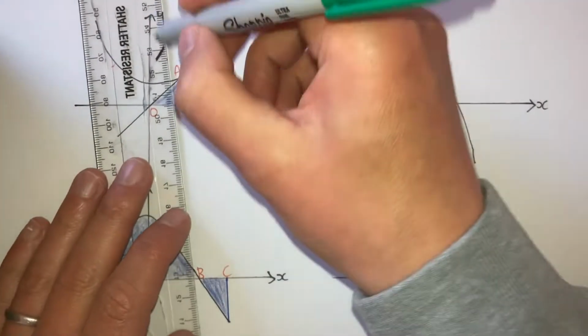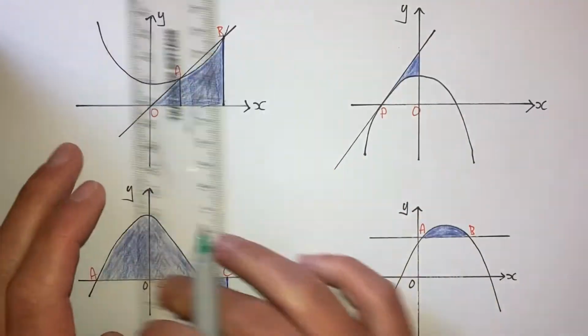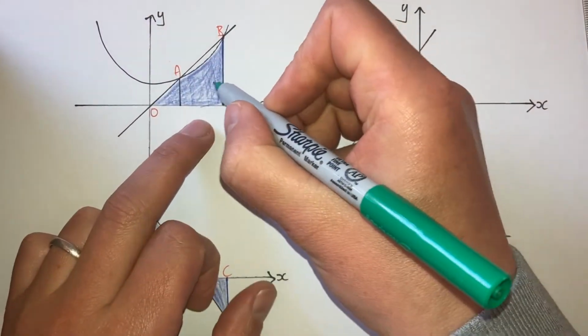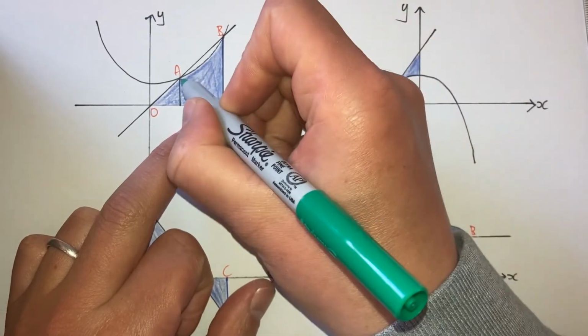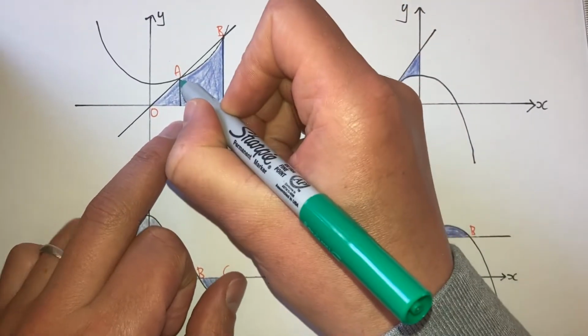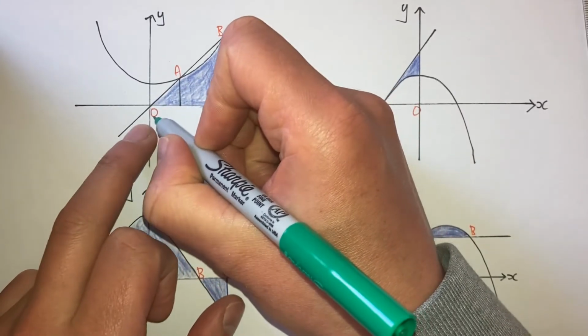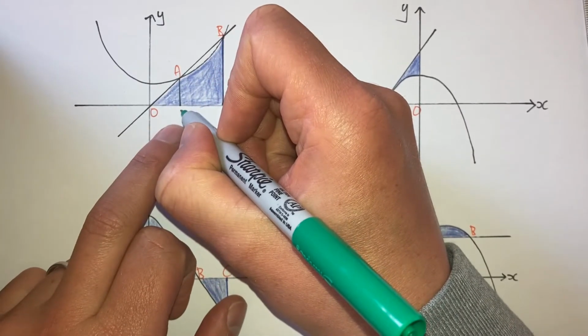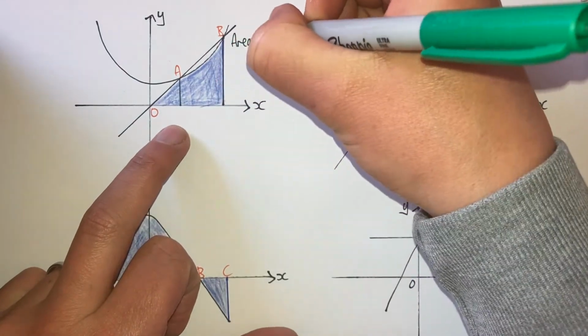So here, if I split this into 2 shapes, I can find the area under the curve between the x ordinate of A and the x ordinate of B, and the area of the triangle between 0 and the x ordinate of A, and then add those together.